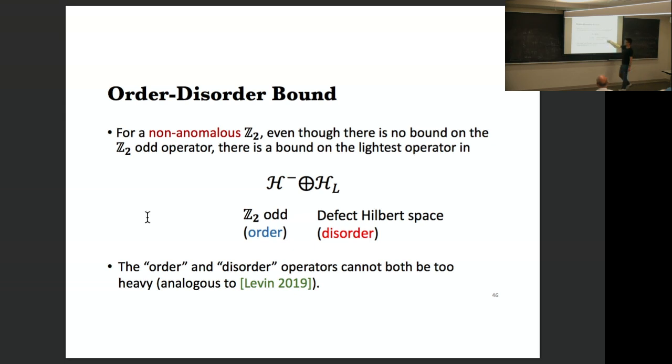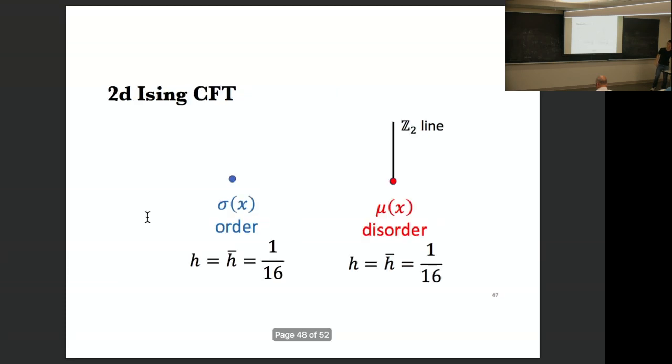There's no bound on each individual sector, but if you look at the lightest operator of the combined sector, then there's a bound. What's the meaning of this? So the Z2 odd operators can be taken to be an order operator for a second order phase transition. The twisted sector operators are like the disorder operators. So individually, there's no bound on the order operator or the disorder operator. But there's a combined bound.